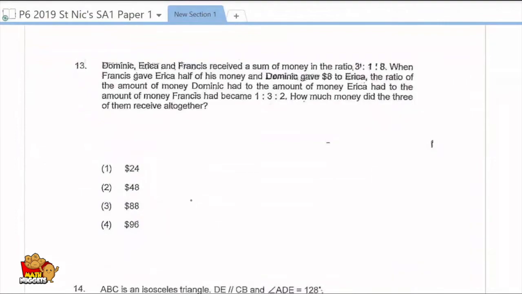Question 13. It's ratio again. Let me write down the ratio. We have Dominic, Erica, and Francis in the ratio 3 is to 1 is to 8. So Francis gave Erica half of his money. So which means Francis gave Erica 4 units. So I will minus 4 and I will plus 4 to Erica. Francis ends up having 4, Erica ends up having 5.